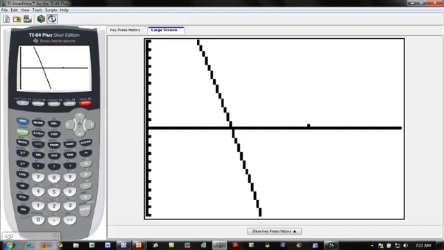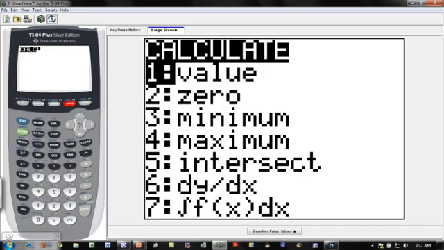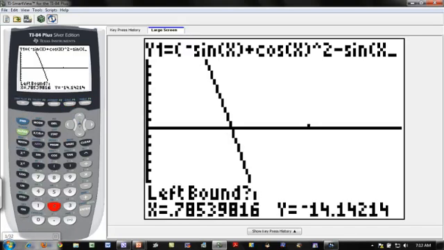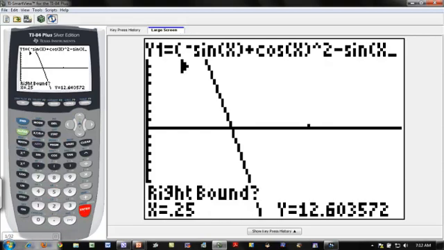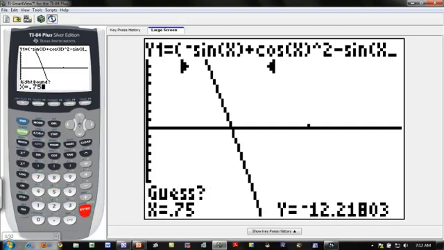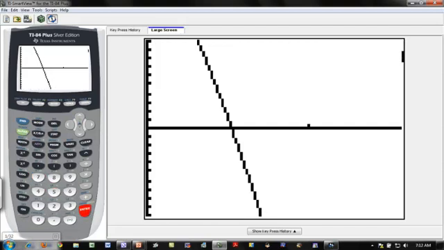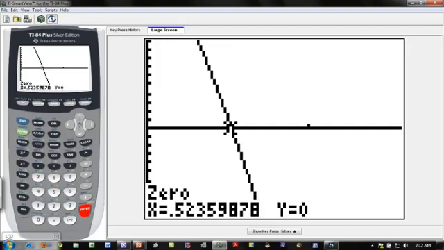Okay, it looks like it goes somewhere between 1/4 and 3/4. So let's go ahead and find that. Second calc, and then I want a 0. I want my first guess to be 1/4 and my second guess to be 3/4. Okay, well, this is 0.235. And so we're gonna say that x is equal to 523.